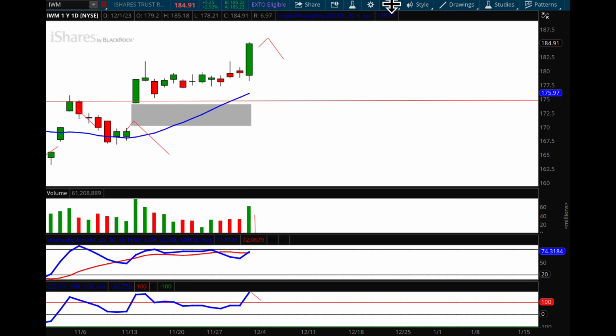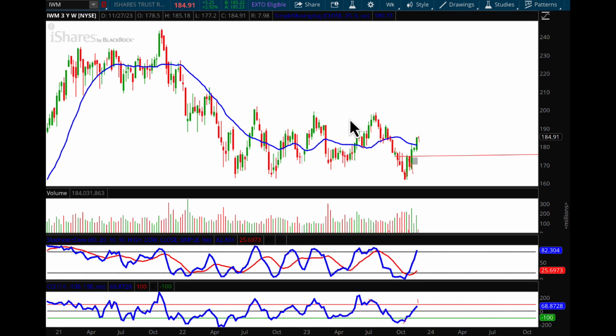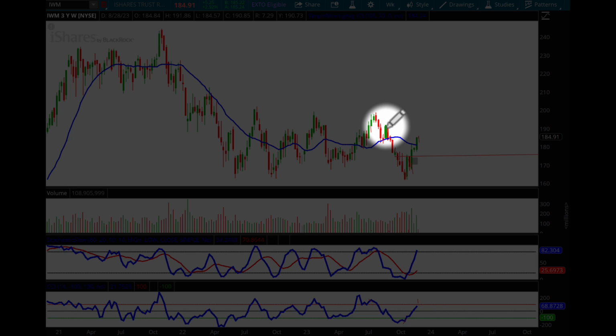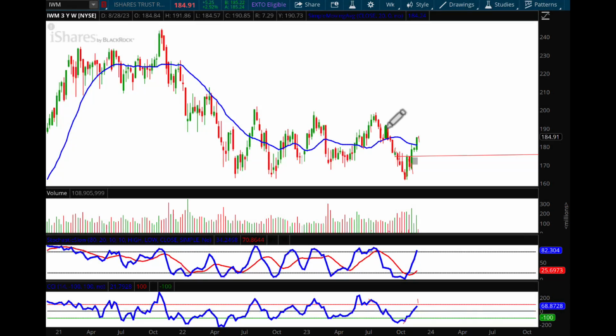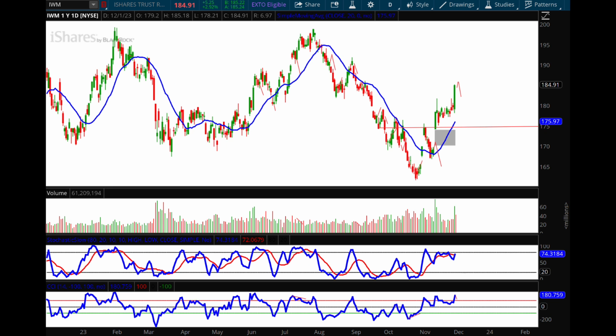Now, backing out, I want to show you that the weekly chart still has some room to go before we hit some resistance. There's a resistance point up here from August right around 191 to 192. So we have a little bit of room before that hits resistance. But again, all eyes are going to be on what happens with the volume down there.